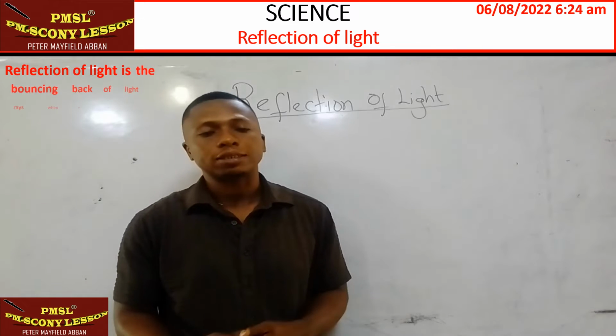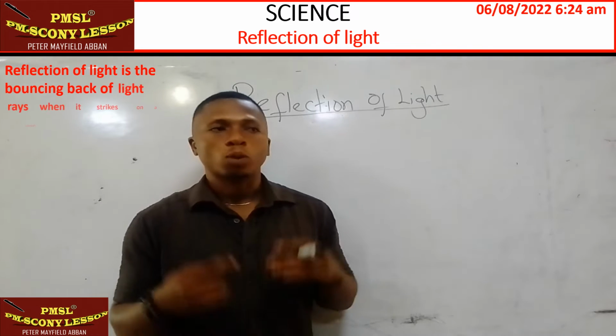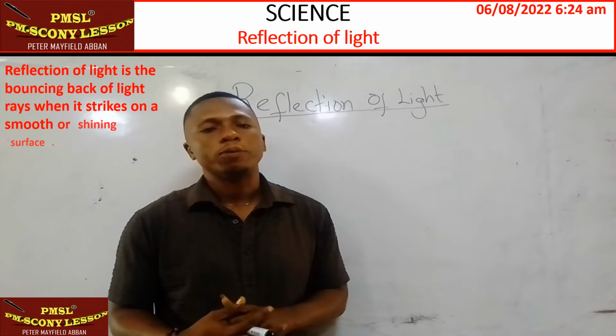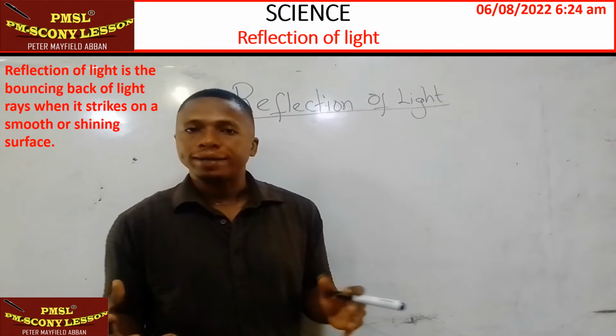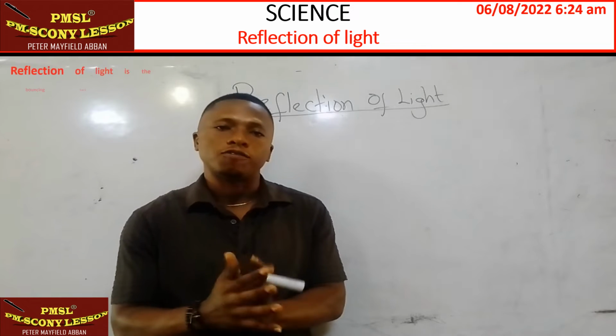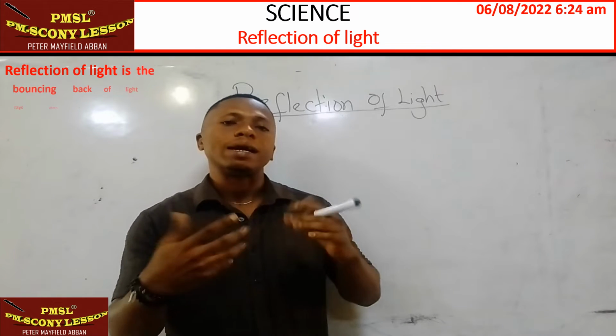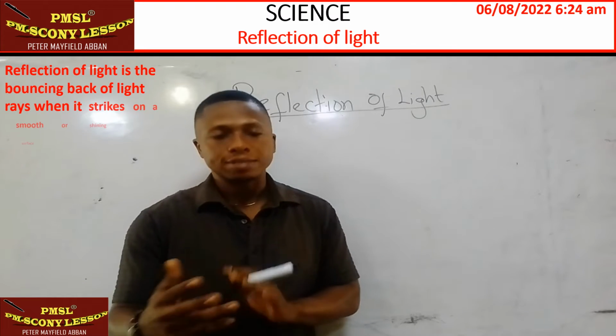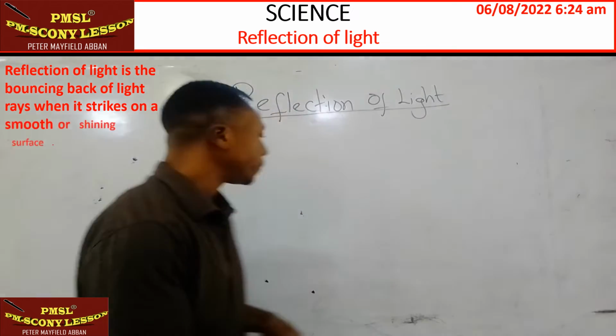So you may ask, what is reflection of light? It has a simple meaning. Reflection of light is a change in direction or bouncing back of light rays when it encounters or strikes a smooth or shining body surface. Let's see something over here.